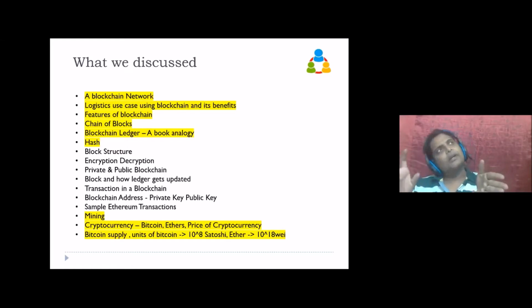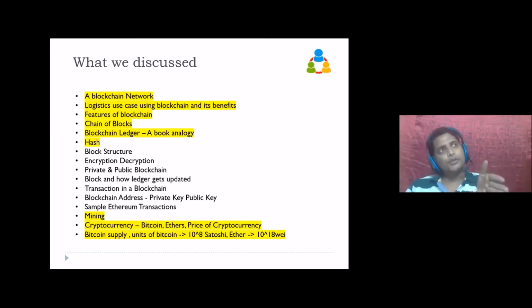Then we talked about blockchain addresses, how a common man can interact in a blockchain network. What is a private key? What is a public key? Any transaction will be taking place using a blockchain address. A person holding a private key, that is a long string, will hold the ownership of a particular address. He'll be able to do the transactions using a private key. He'll be able to sign a particular transaction and then broadcast it onto the blockchain.